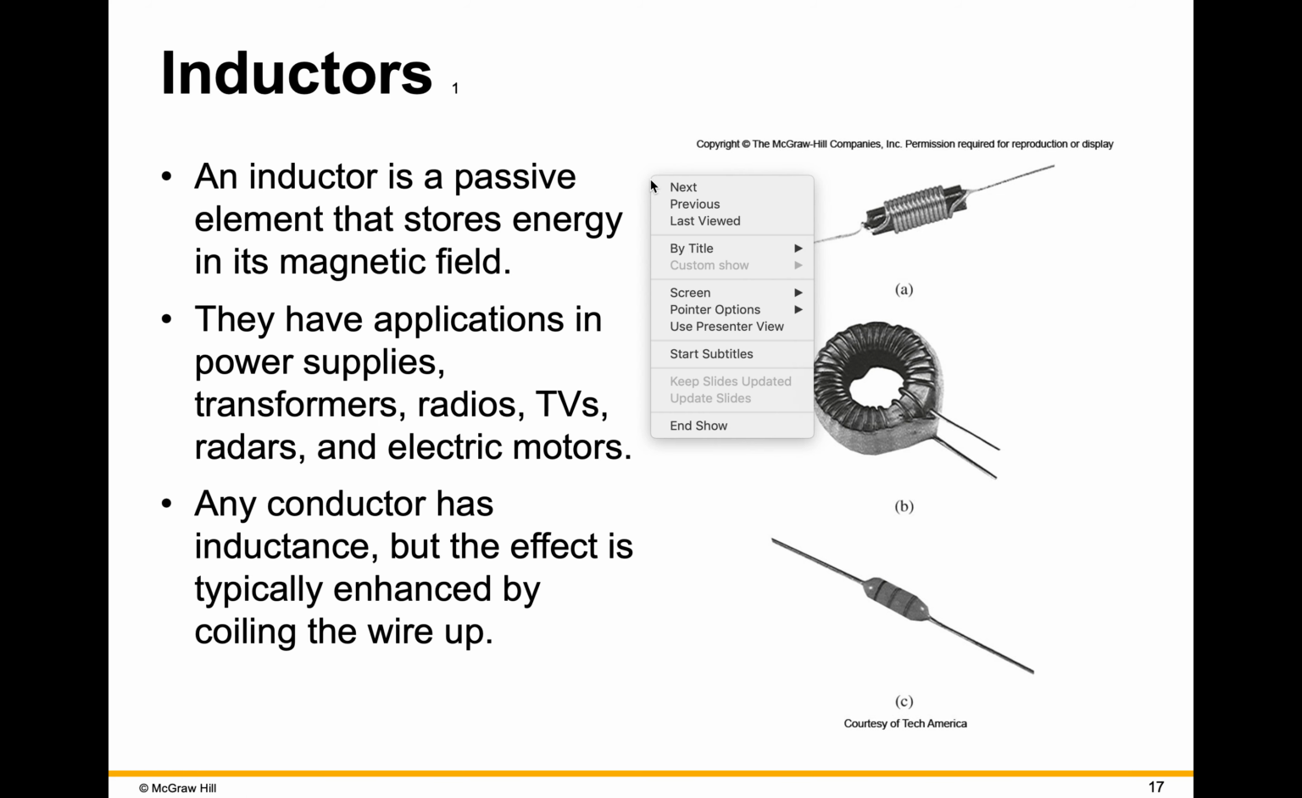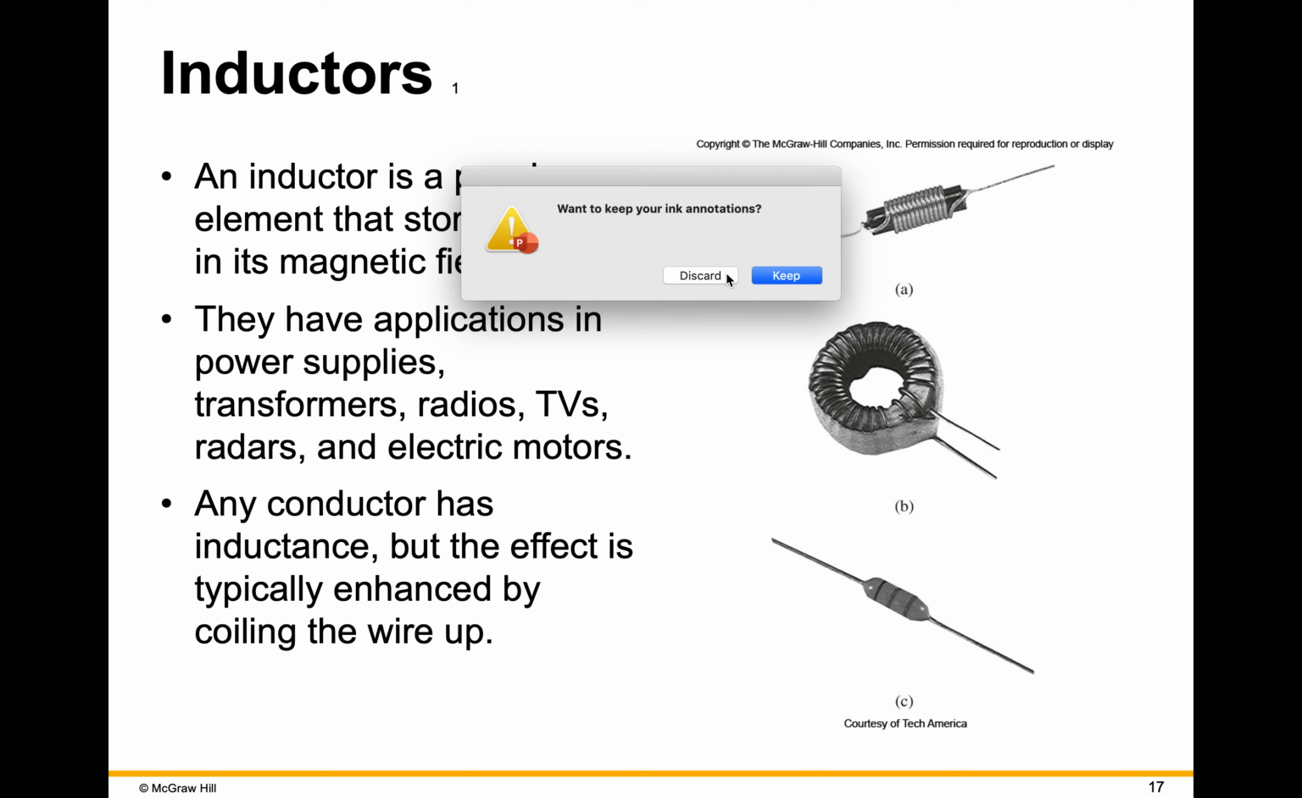All right, we're going to stop the video here, and we'll take up on the next video with inductors.